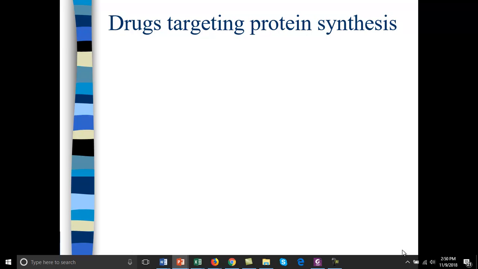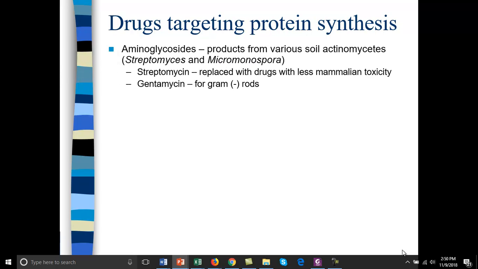Now, drugs that target protein synthesis, this would include aminoglycosides, and these come from soil molds, Actinomycetes, Streptomyces, and Micromonospora. And this includes streptomycin and gentamicin. These, again, streptomycin sounds like it might come from bacteria, but it does come from a type of mold called Streptomyces.